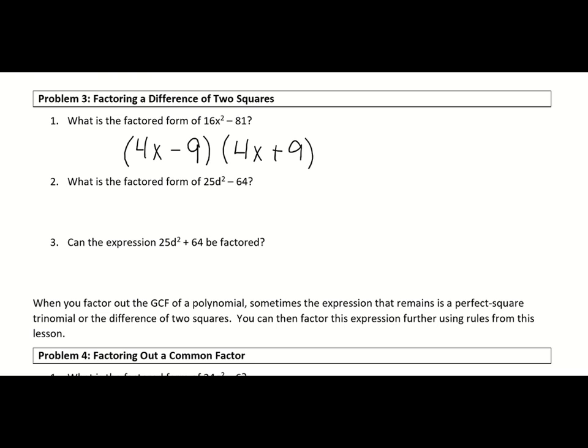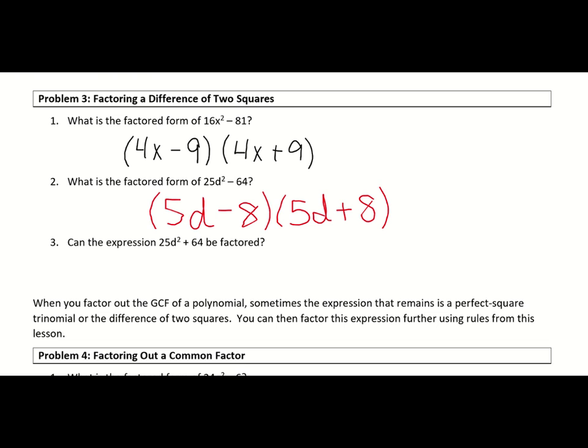25 is a perfect square, that would give me 5. 64 is a perfect square, that would give me 8. So if I factor this, the square root of 25d squared is 5d. I want a minus 8 because that's the square root of 64. And I want another binomial where I do a plus 8. And that would be factored. So if you have perfect squares and it's a binomial that's being subtracted, use the shortcut and just take your square roots.